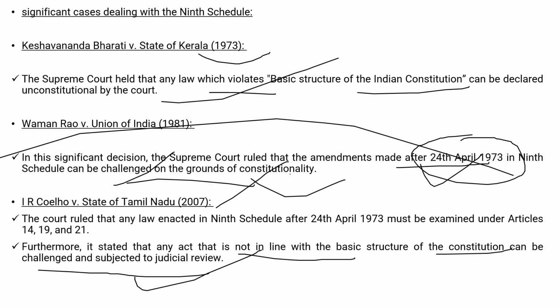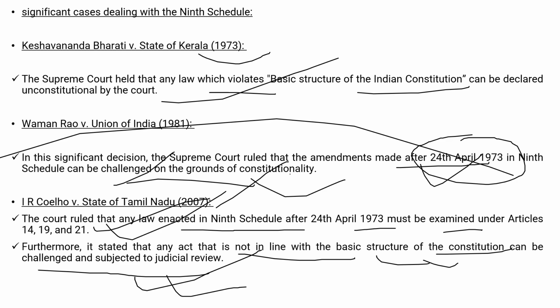So in I.R. Coelho versus State of Tamil Nadu, 2007, the court ruled that any law enacted under the 9th Schedule after 24th April 1973 must be examined under Articles 14, 19 and 21. These are very important points. Furthermore, it stated that any act that is not in line with the basic structure of the Constitution can be challenged and subjected to judicial review.